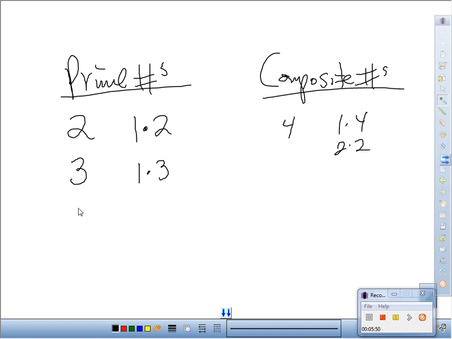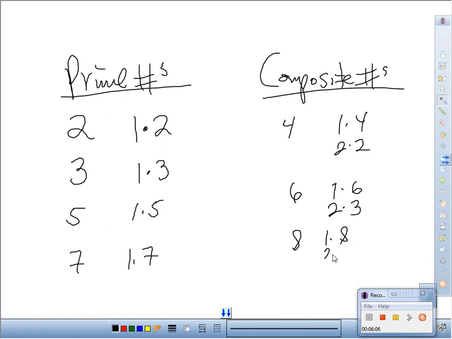How about 5? Prime, 1 times 5. How about 6? Composite, that's 1 times 6 or 2 times 3. How about 7? Prime, that's 1 times 7. How about 8? Composite, 1 times 8, 2 times 4. How about 9? Composite, 1 times 9 or 3 times 3.